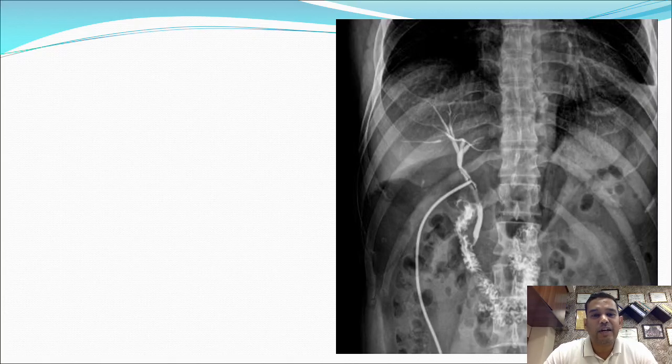Next X-ray, try to appreciate this X-ray. So what is this X-ray? Is it a plain X-ray or a contrast X-ray? I could appreciate the ribs or the vertebrae, and there is something that is denser, or whiter than the rib or the bone. So it is basically a contrast X-ray.